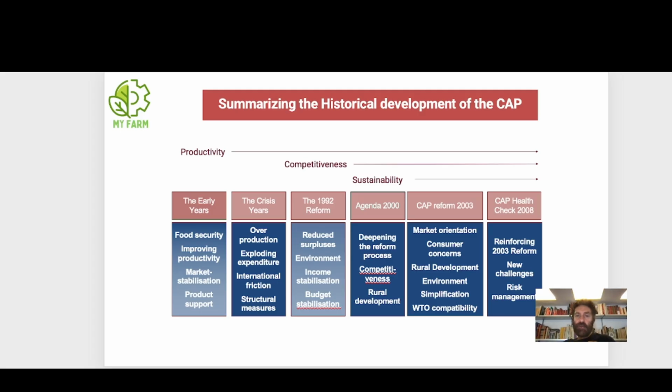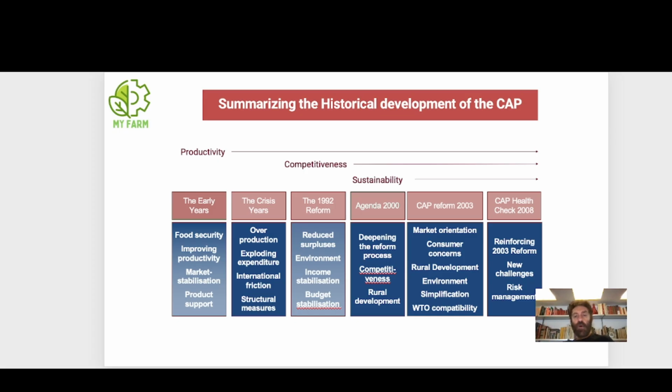So, very briefly, if we were to summarize the historical development of this common agricultural policy, we could look at the crisis in the 80s that I emphasized before: the surpluses, the financial crisis, the negative environmental externality linked to the overproduction. And the first step of the reform could be identified in the McSharry reform in 1992, aiming to reduce surpluses, to protect the environment, and to stabilize the budget, introducing quotas, introducing set-aside, and so on.